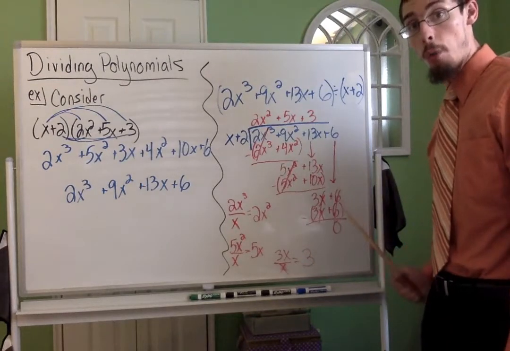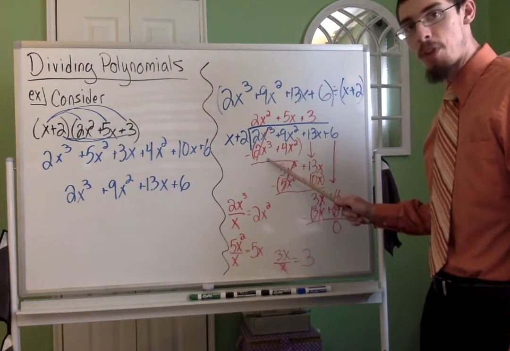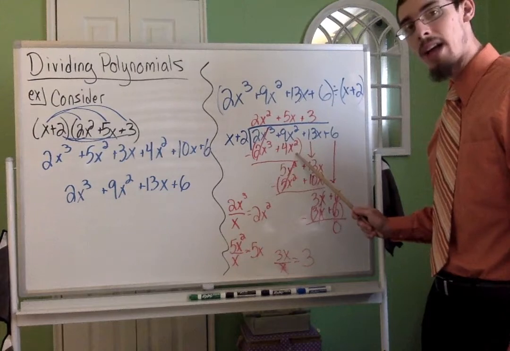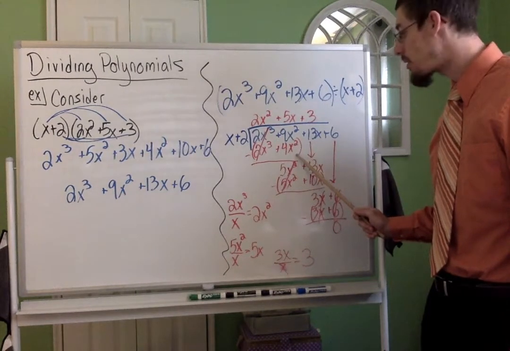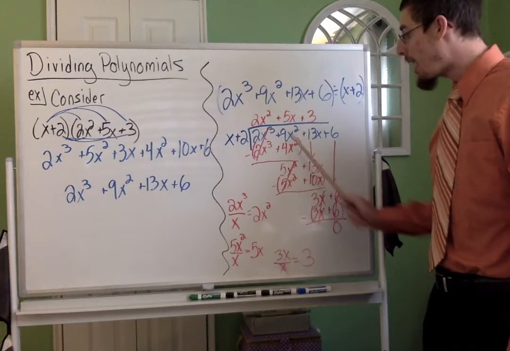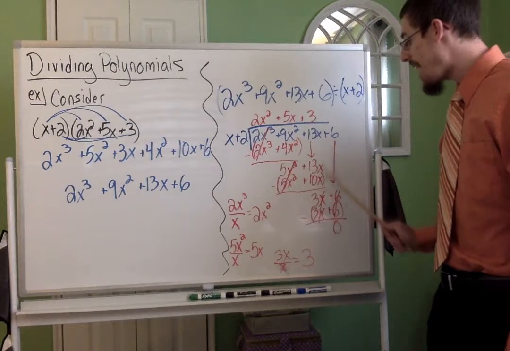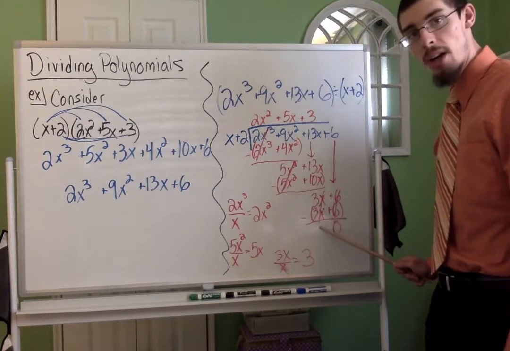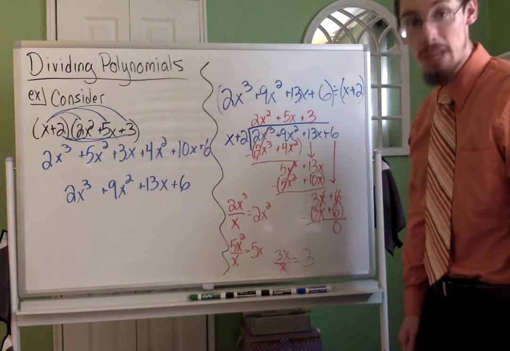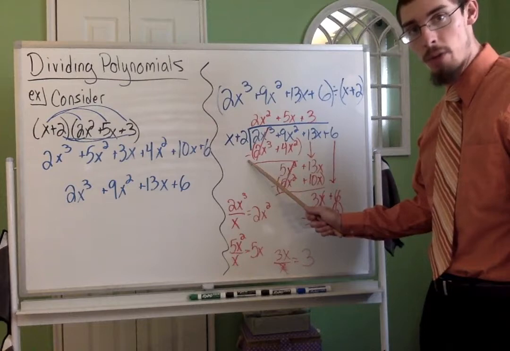Notice the whole problem. When I had an x cubed, it lined up with an x cubed. When I had an x squared, it lined up with an x squared. Do you notice the 13x and the 10x? All my x squareds are in one column. All of the x's are in one column, right? It has to be that way because we're subtracting polynomials, right?